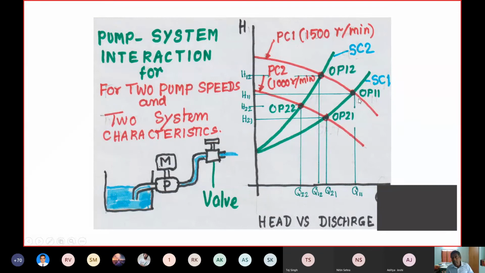Again you see many intersection points, the operating points. Operating point 1 corresponds to system characteristics 1 and pump characteristics 1. Then here you have operating point 2, corresponding to pump characteristics 2 and system characteristics 2. So correspondingly, you will be able to identify the head available and the discharge available in these situations. Any doubt so far?